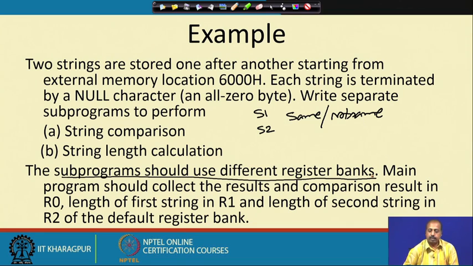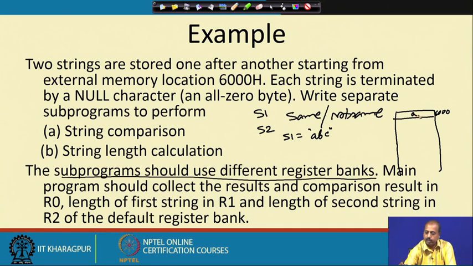The strings are null terminated. If I have S1 equal to the string ABC, then from location 6000 onwards the string is stored. So, if this is my memory, this is 6000. Here I have the character A, then the character B, then the character C. These are the corresponding ASCII codes stored there, and then we have the null character 0. Then after that S2 starts.